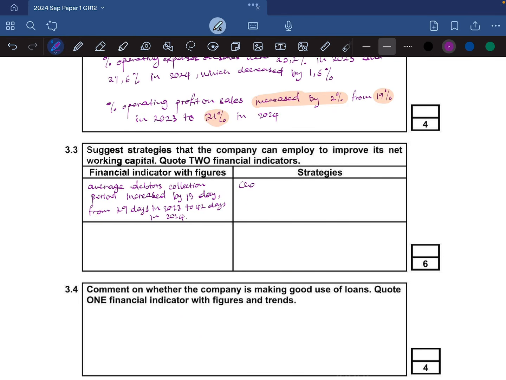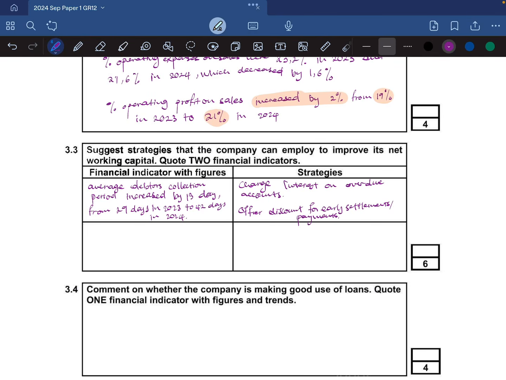Okay, so charge interest on overdue accounts. Okay, that's the first thing I could think of. And then something else that you could do is offer discounts. We're looking at the opposite now. Offer discounts for early settlements. Okay, early settlements, or you could just say simply payments.